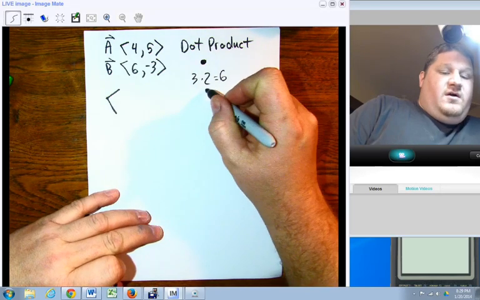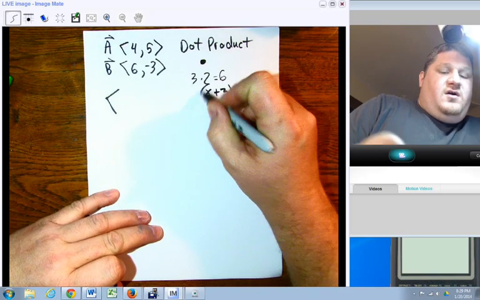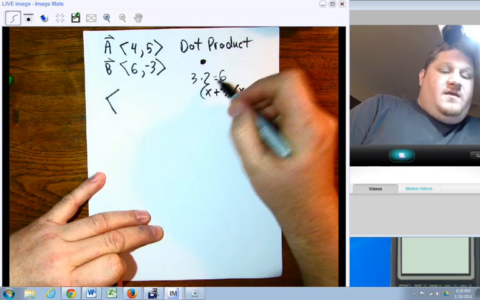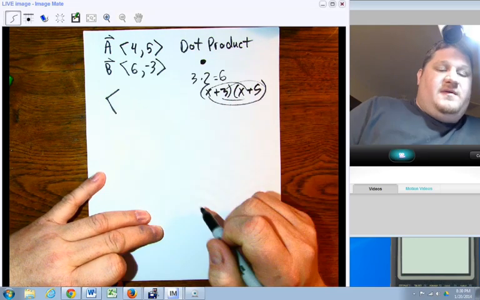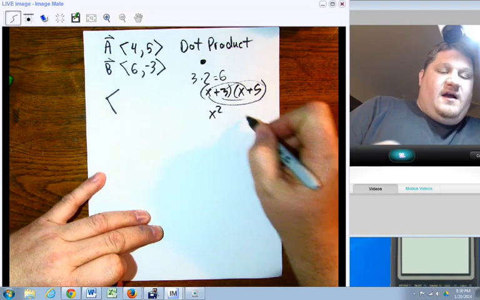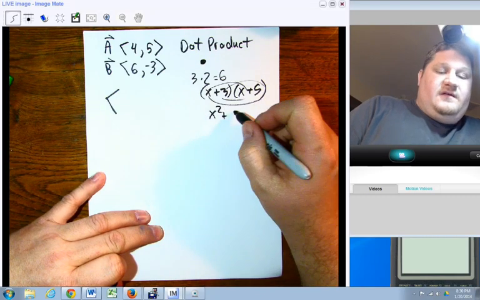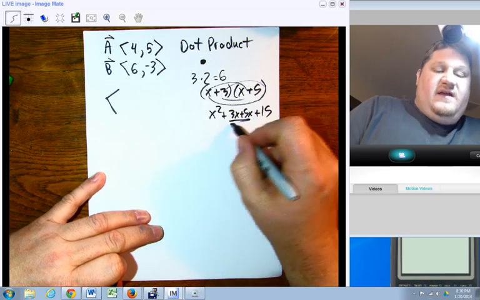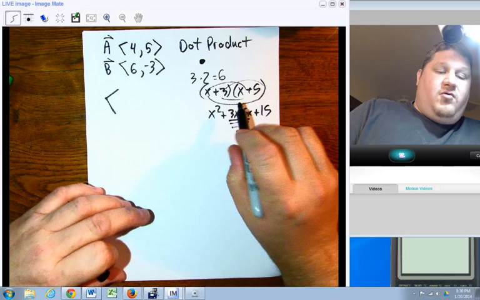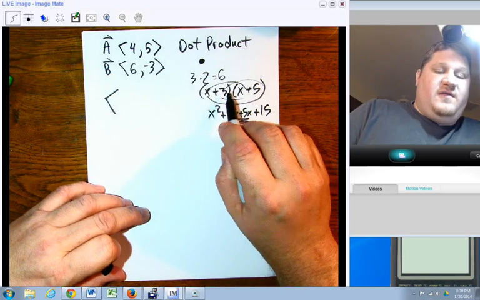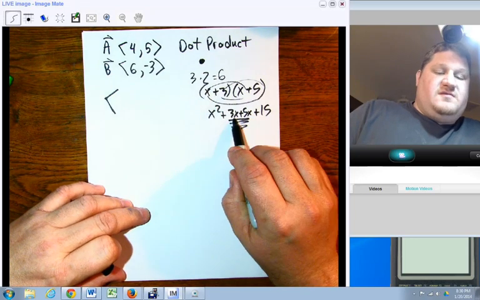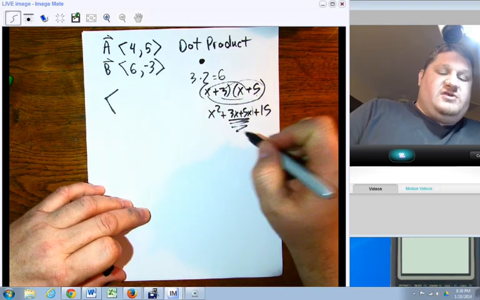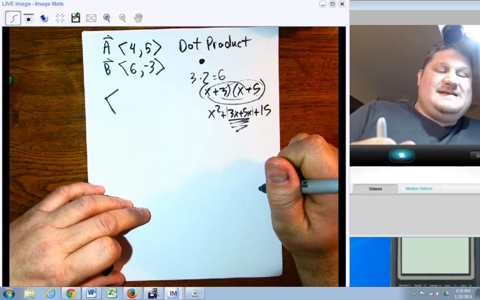In essence, what we're going to be doing is taking what would be the product that ends up in the middle of a FOIL. So we have x squared plus 3x plus 5x plus 15. It's this piece here in the middle where we cross this variable with this constant that makes the portion in the middle. And since you get 2 of them, a 3x and a 5x, and add them together, this portion here is what we're going to go with, and it's the dot product.